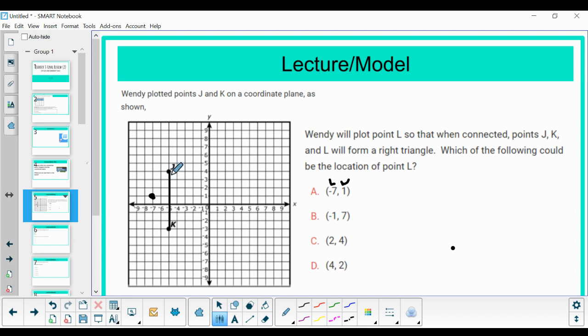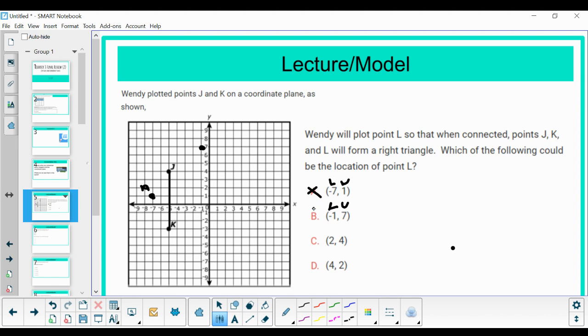That would not make a straight line with either J or K. That would not be a right triangle. So option A is out. Now let's look at option B. Negative 1, 7 would be 1 to the left, because remember, left or right is first and negative is left. 7 up. Up and down is second, and positive 7 is up. Left 1, up 7. That is still not going to happen.